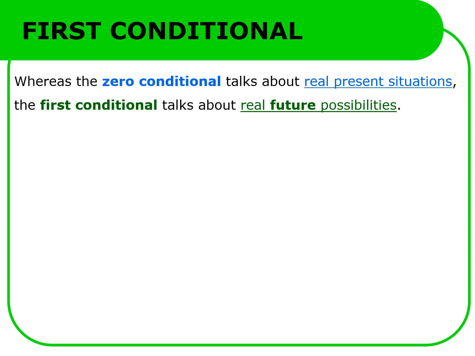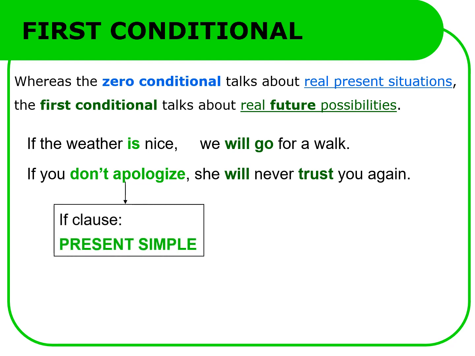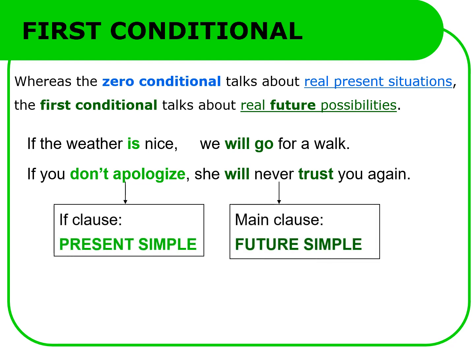In the first conditional, whereas the zero conditional talks about real present situations, the first conditional talks about real future possibilities. It's possible to happen in the present. Like, for example, when I say, if the weather is nice, we will go for a walk. If you don't apologize, she will never trust you again. So I'm speaking about a possible action in the present or in the future. Don't apologize is the if clause, and the main clause is will plus infinitive, the future simple.